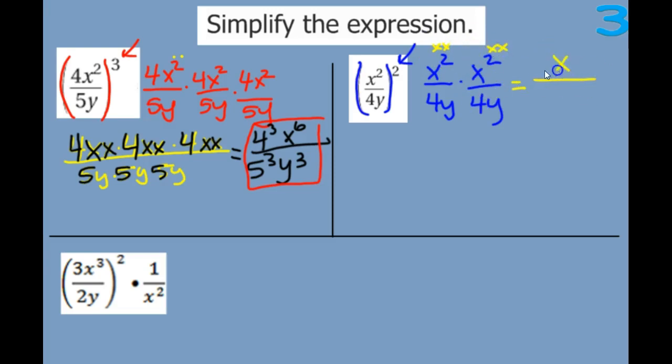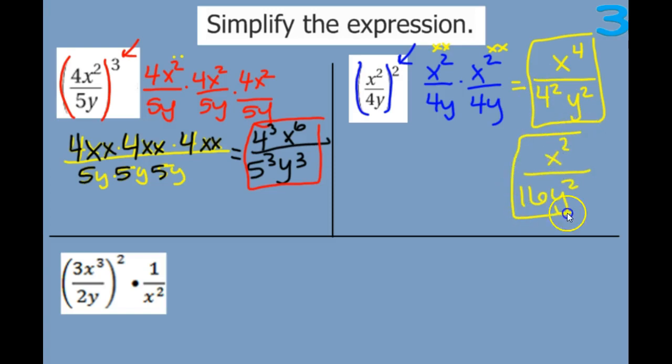so really I have x to the power of 1, 2, 3, 4. There's 4 x's really on the top. On the bottom I have 4 times 4, or 4 squared, and on the bottom the y times y is y squared. This is a great answer. However, if you multiply 4 squared, 4 times 4 is 16, so you could write this as well. Either one would be correct.